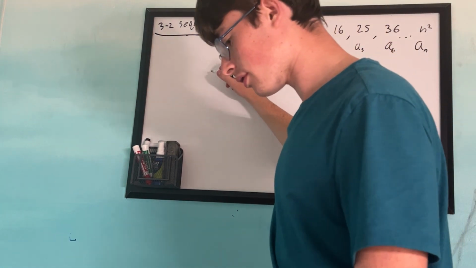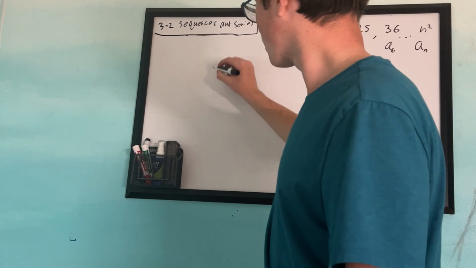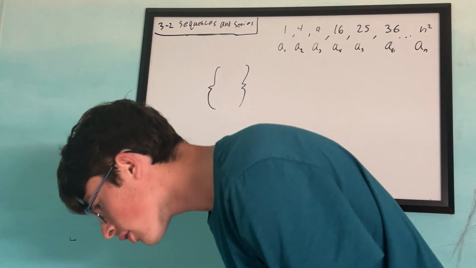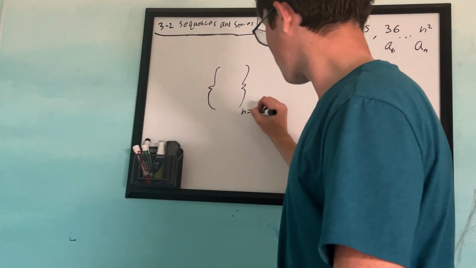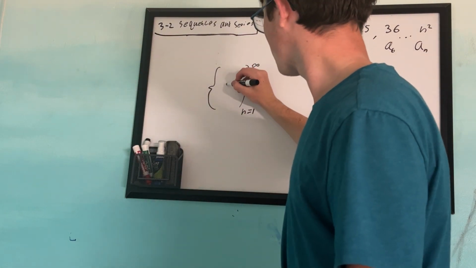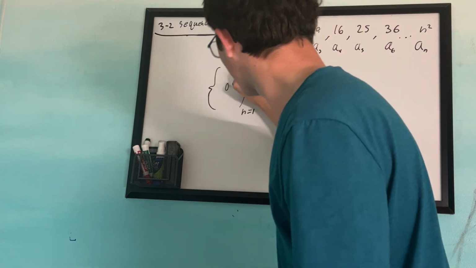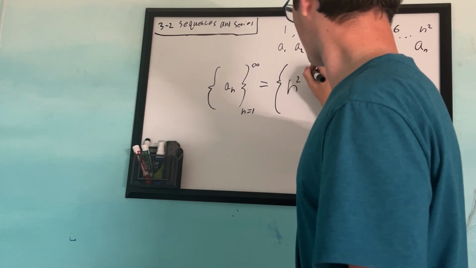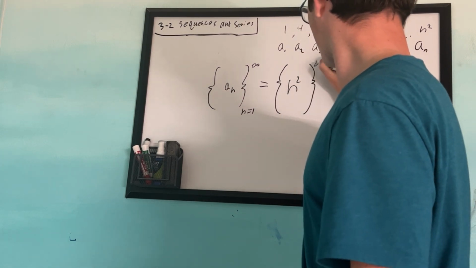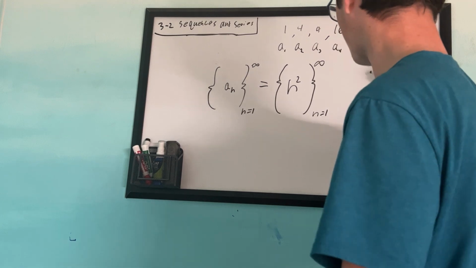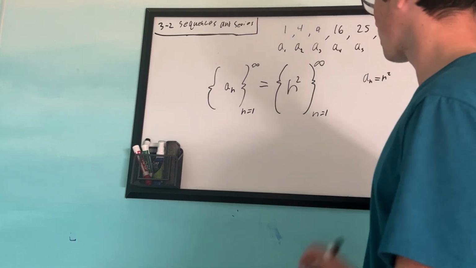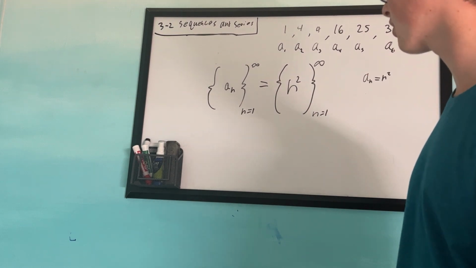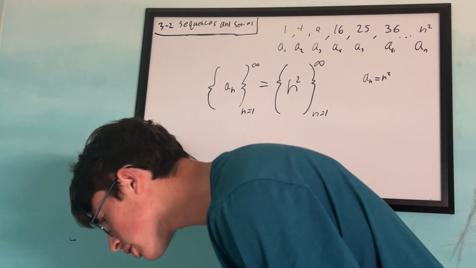So how we can define this is by putting braces, from n equals 1 all the way to infinity. You have a of n, and that's going to be equal to, in braces, n squared. Or more simply put, a of n equals n squared. So that's how you would define a very simple sequence by equation.